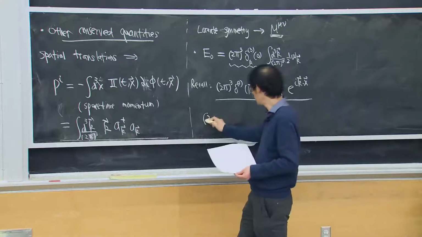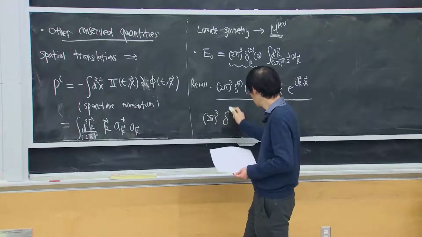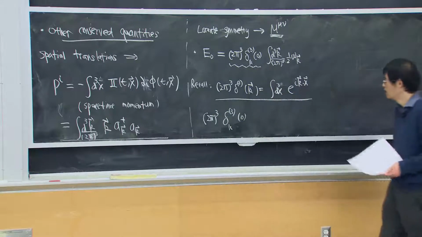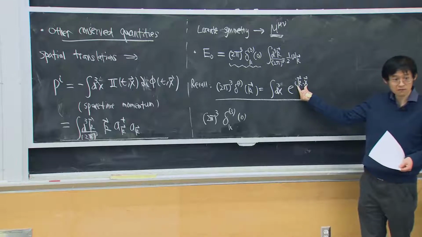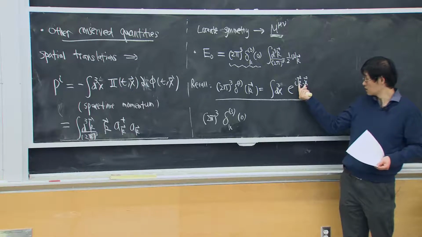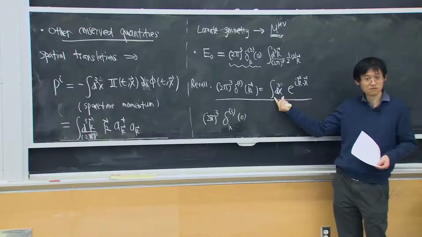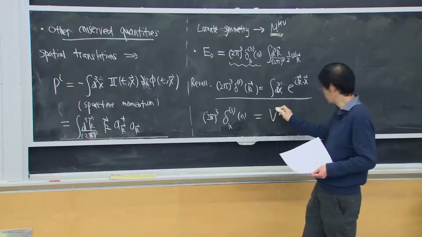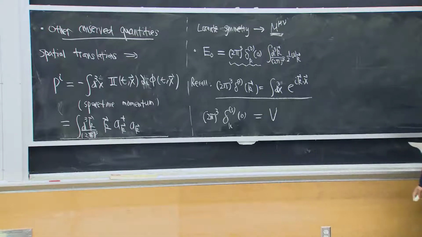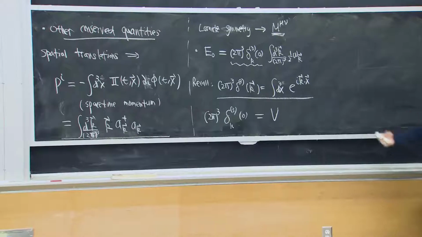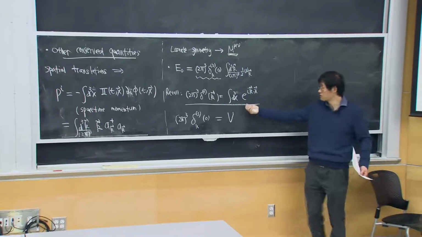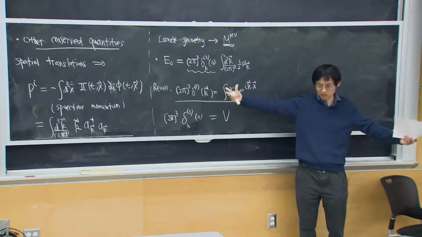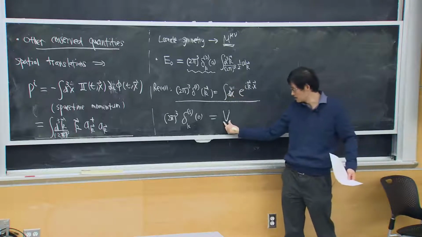Then we find this (2π)^3 δ^3(0). Remember this is in k space, and we just set k equal to 0 here. If you set k equal to 0, what do you get? Yes, the volume. You just get the volume of the full space. To make sense of this quantity, you can imagine the whole universe is in a big box, and then this is the total volume.